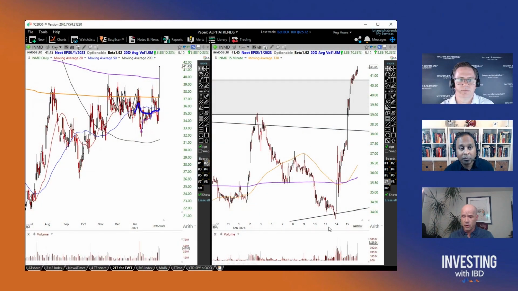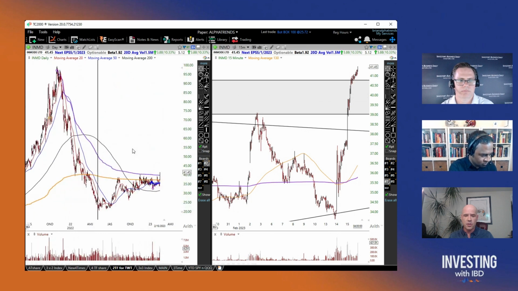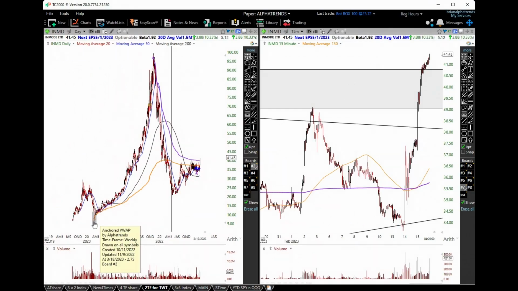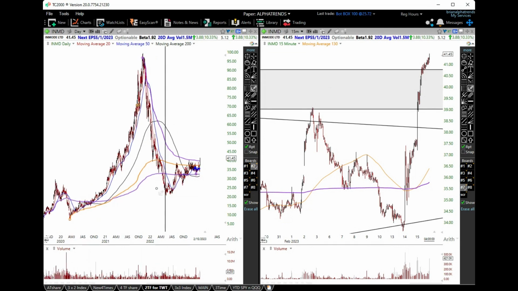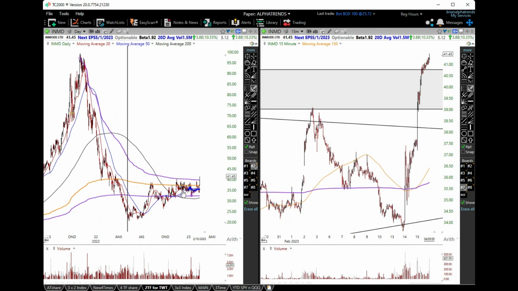But you look at this INMD, which had a huge move the last 2 days from 34 to 41. And here's what's important about that. It broke above the COVID volume weighted average price, which you can see it held back here on several occasions, and here's the anchored VWAP from the IPO. So it was kind of pinballing, or pinching, between the AVWAP from the IPO and then from COVID.